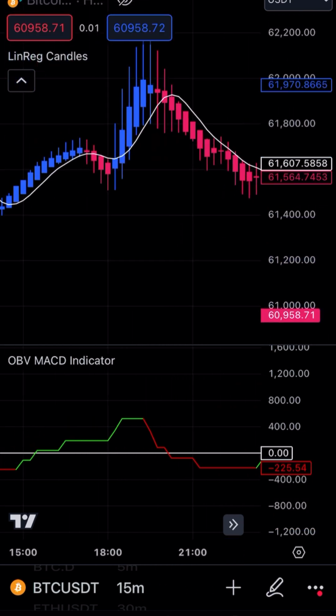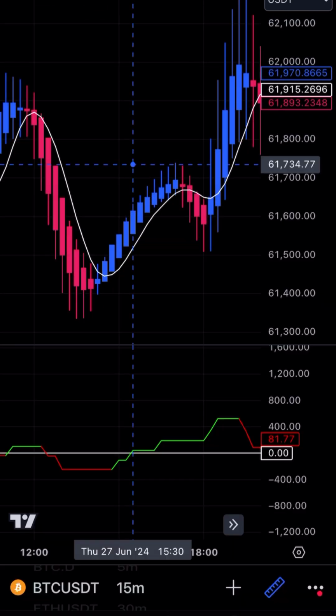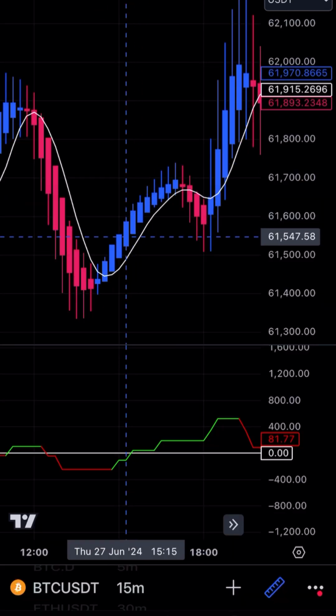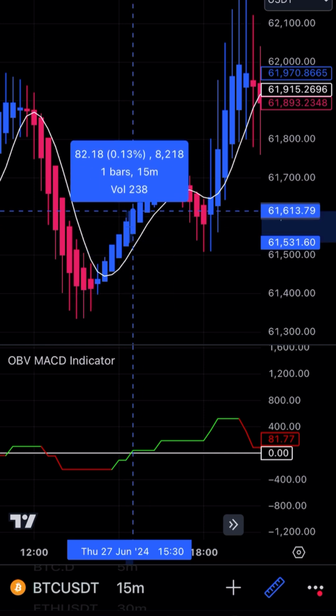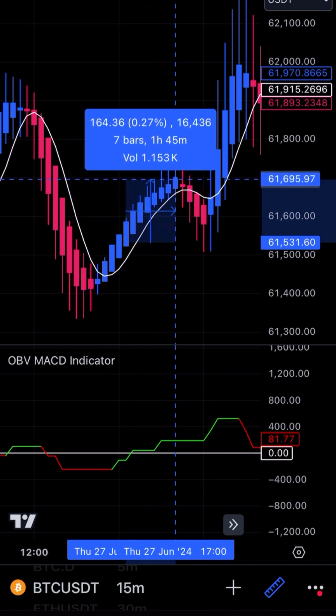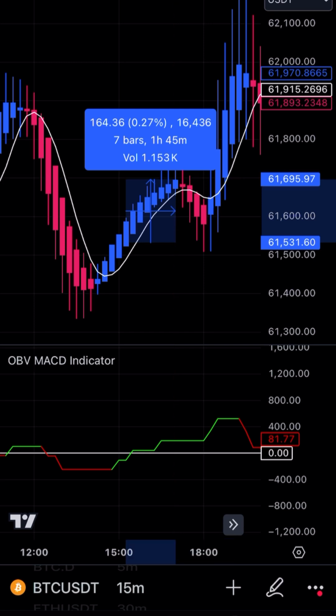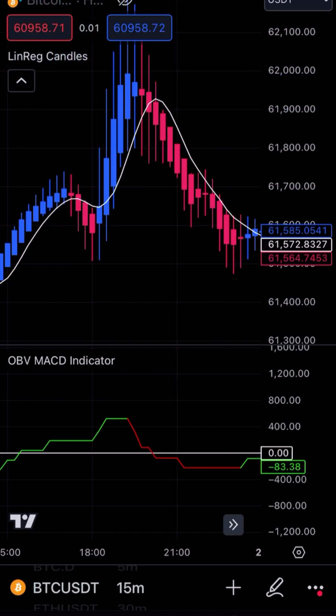This is about $773. Right about here, we see it crossing. We also see it above the linear line. This is a very brief one. Well, not really brief because it's an hour 45 minutes, but you would have made $164.